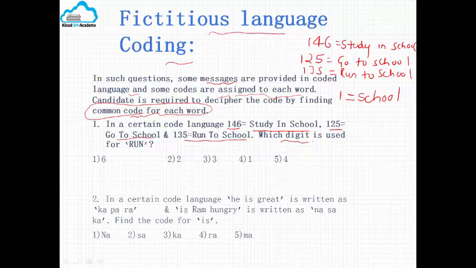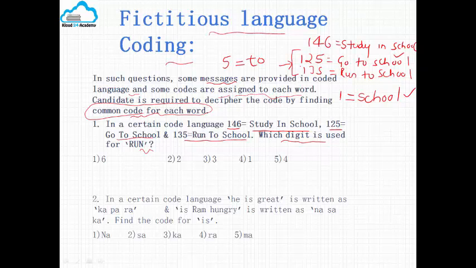We have to find which digit is used for run. Right now what we have got is 1 is for school. Let's look at 125 and 135 because we have 5 common here. 5 is common. And which word is common? School we have already picked. So go to and run to. Which is common? To. So 5 is for to.